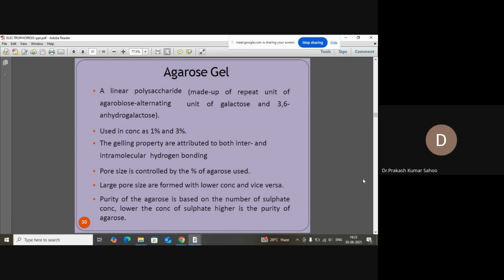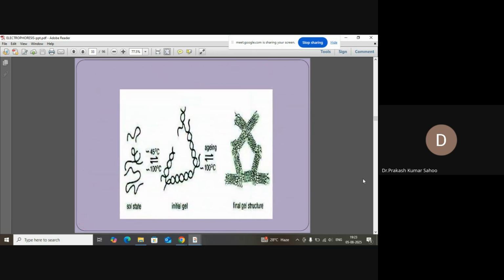And isoenzymes. So this is your sol state under different temperature conditions. We have the initial gel formation. So by aging, we will get the final gel-like structure.